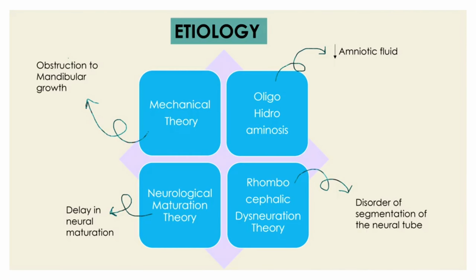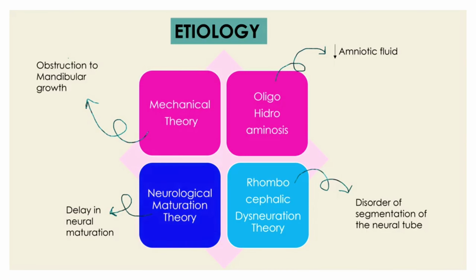Let's discuss the etiology or causes. The first and most common is the mechanical theory. It states that micrognathia in Pierre Robin sequence occurs due to obstruction to mandibular growth. This obstruction may be because of the position of the baby in the womb or any other cause. The second cause is oligohydramnios. Decreased amniotic fluid retards nutrient supply, which in turn affects growth of the mandible.